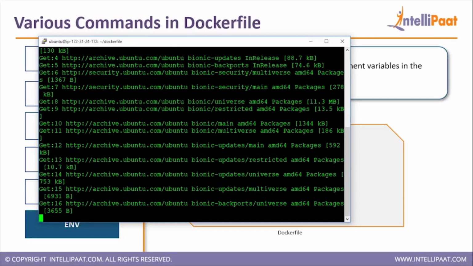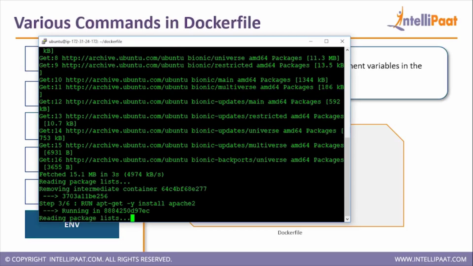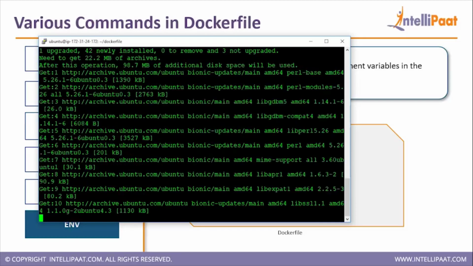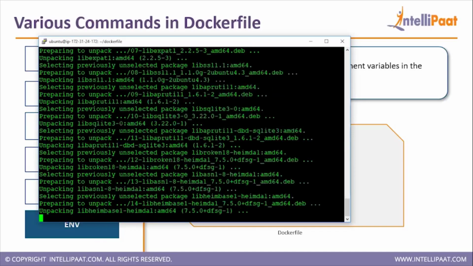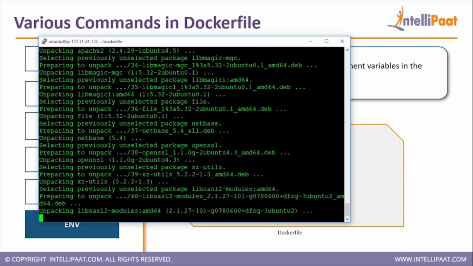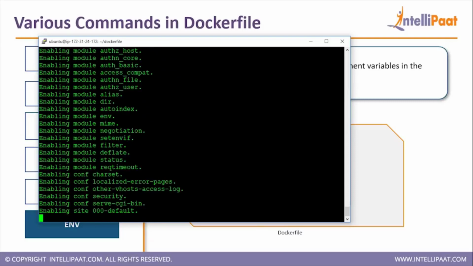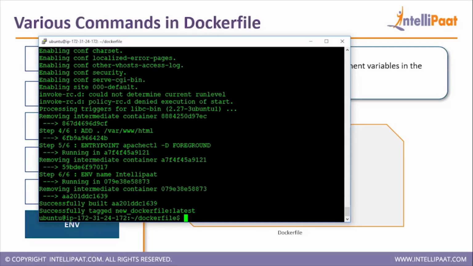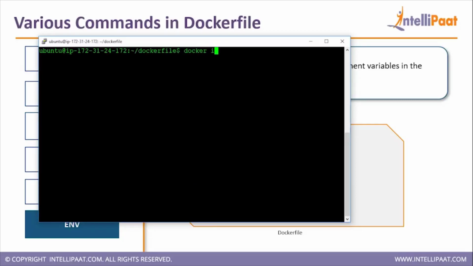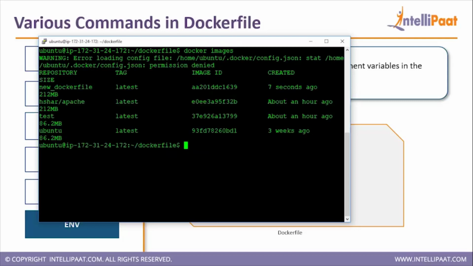So you can see the Dockerfile is now being executed, and basically this is creating the container for me, and this will come up with an image which will have all the changes that we just told to the container. So now if I do a docker images, I can see that there is a new image which has been created, which is new_Dockerfile. So let us run this new_Dockerfile.